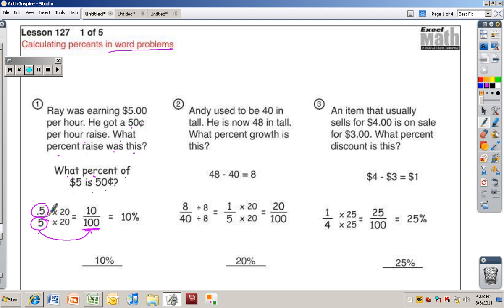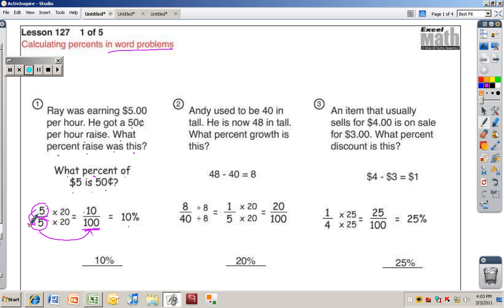0.5 or 1/2 times 20 is 10. Half of 20 is 10. So 10 out of 100 is 10%. And think about that too. If you multiply 10 times 10, you get 100. And if you multiply 50 cents times 10, you get $5. Kind of comes out the same there, like an equal ratio.